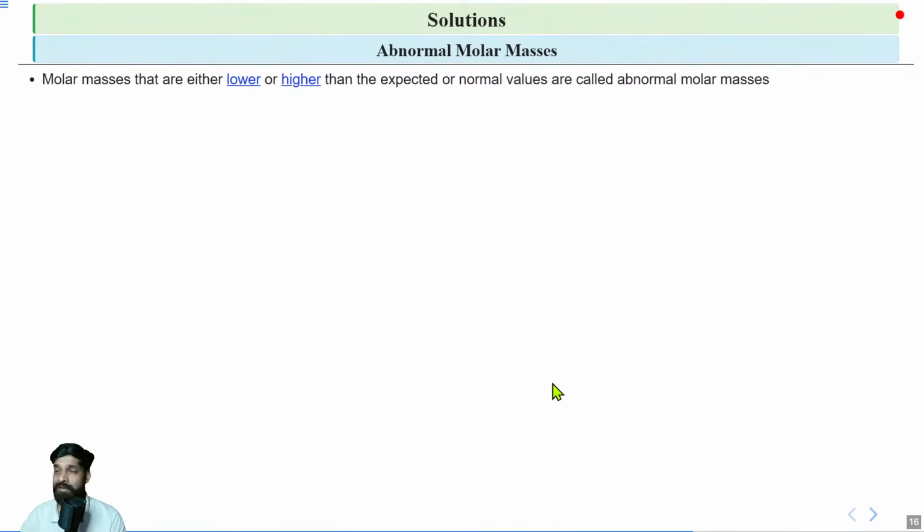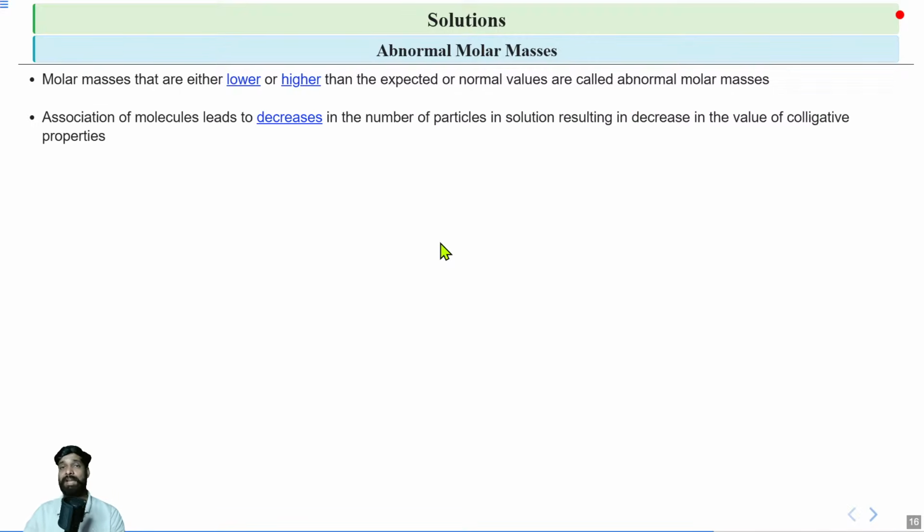Moving on to the abnormal molar mass. We have talked about electrolytes and non-electrolytes in our whole discussion. Now we'll move on to those types of solutes which dissociate upon moving into the solvent. For example, NaCl. NaCl is an electrolyte. As soon as you introduce it into the liquid, it will dissociate into Na+ and Cl-. So for those, if we use this colligative property to calculate the molecular mass of the solute, you will get a value which will be either higher or lower than the calculated value.